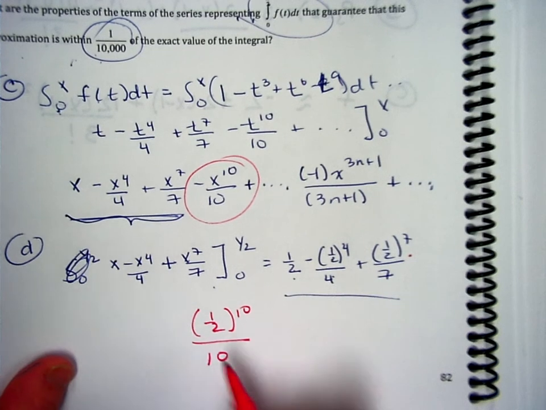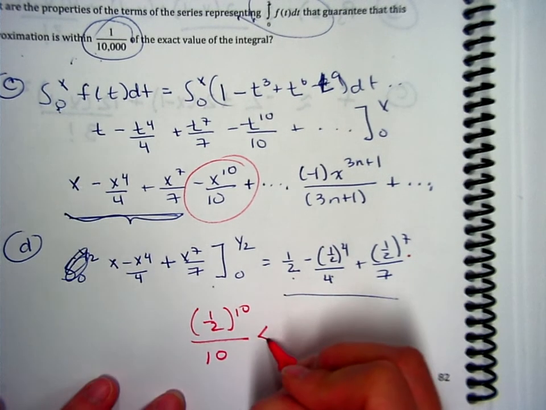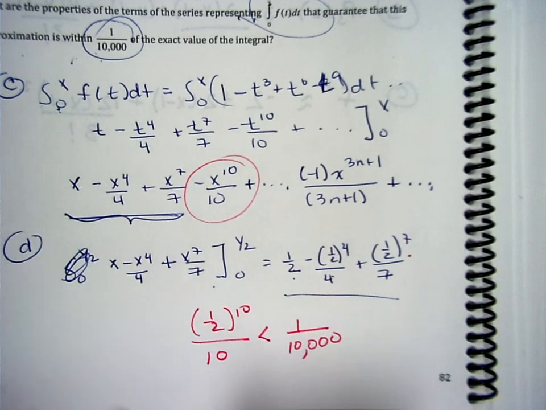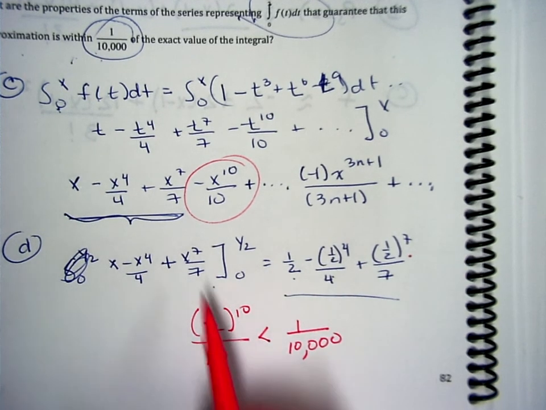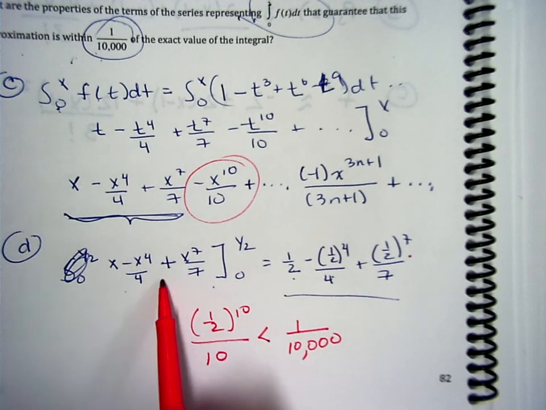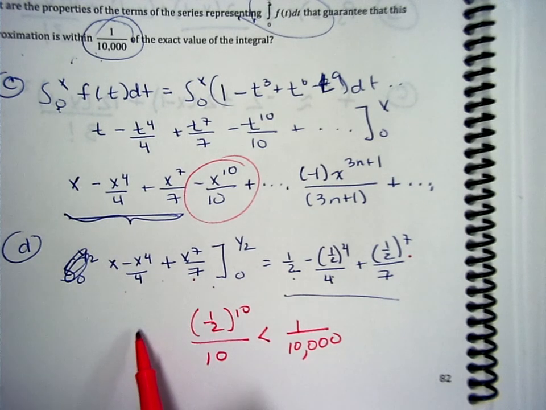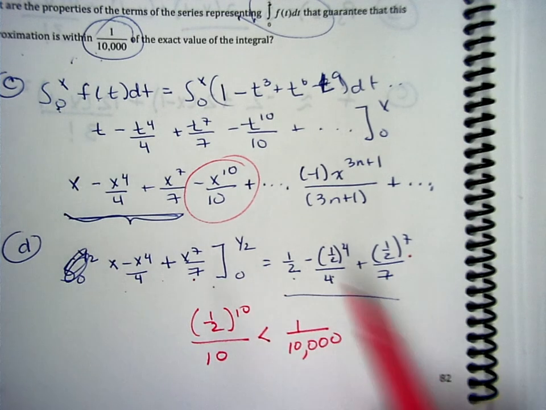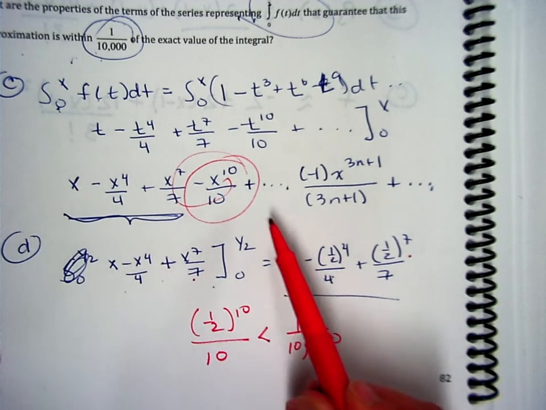And if you punch this in your calculator, you will notice that this is less than 1 over 10,000. This one, I do not have to worry about maximizing the derivative because this happens to be an alternating series that converges. So those are the conditions, those are the properties. So all I have to do is pick out the next term, and that's it. That is your error.